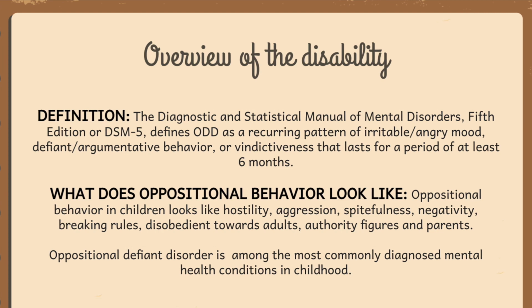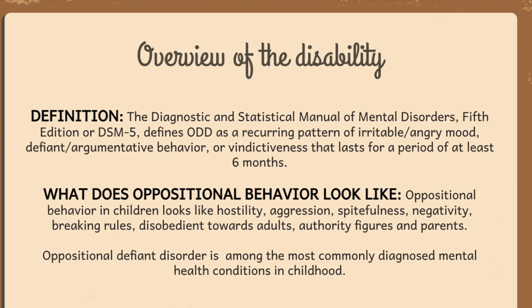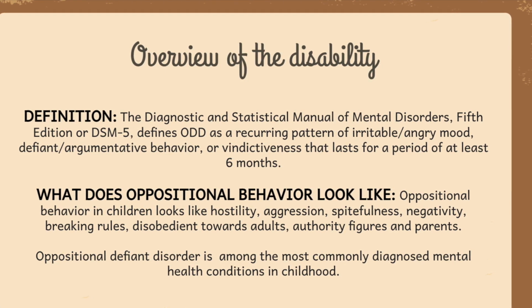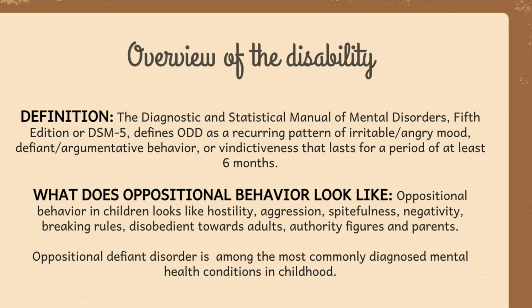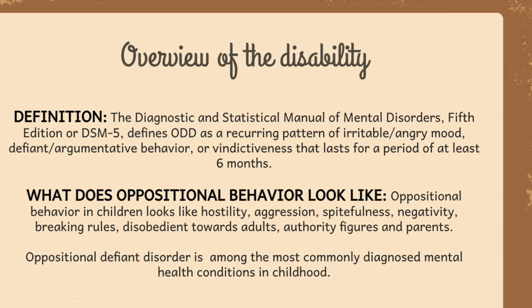What does oppositional behavior look like? Oppositional behavior in children looks like hostility, aggression, spitefulness, negativity, breaking the rules, and disobedience towards adults or authority figures. Oppositional defiant disorder is among the most commonly diagnosed mental health conditions in childhood.